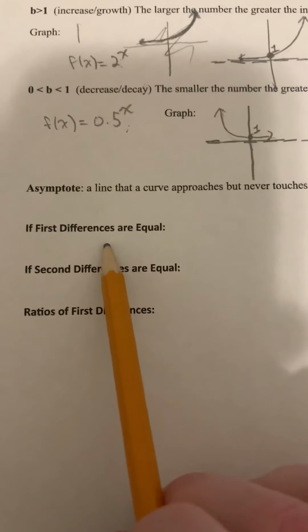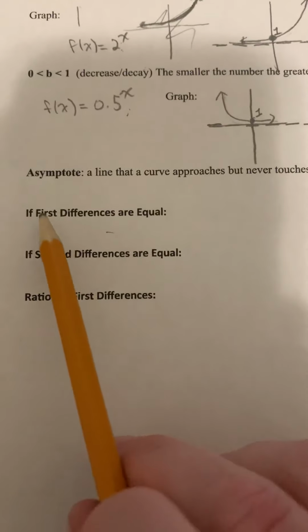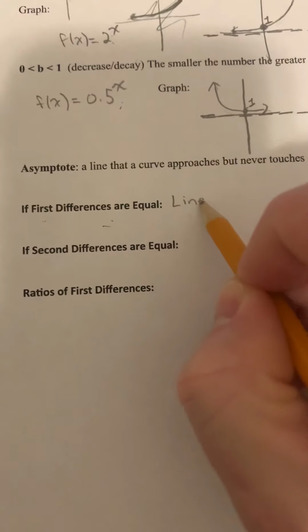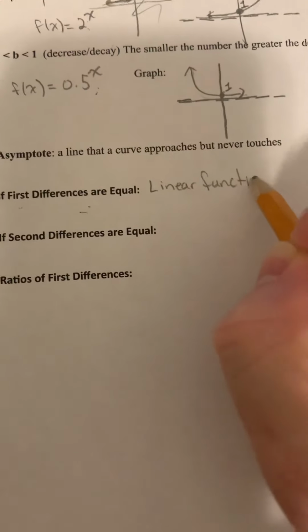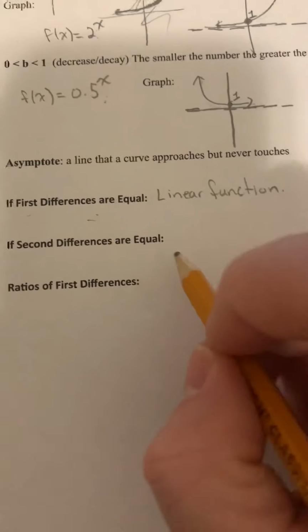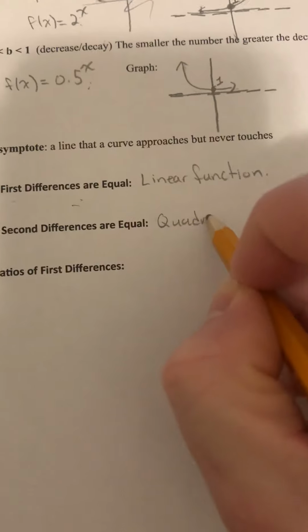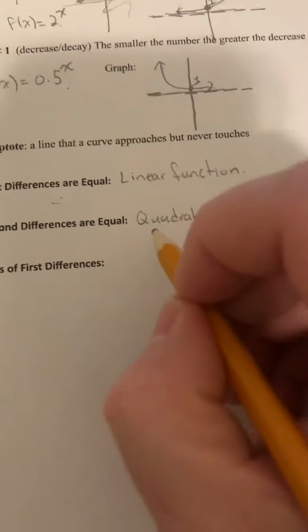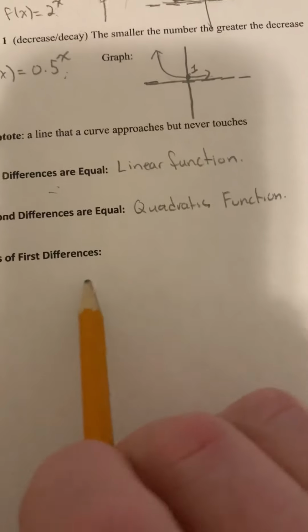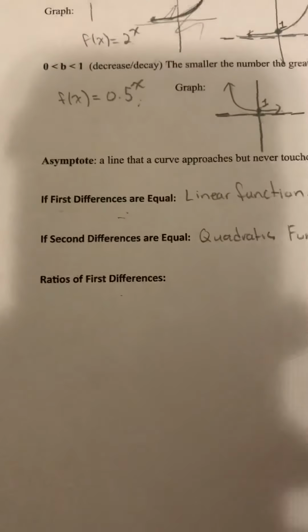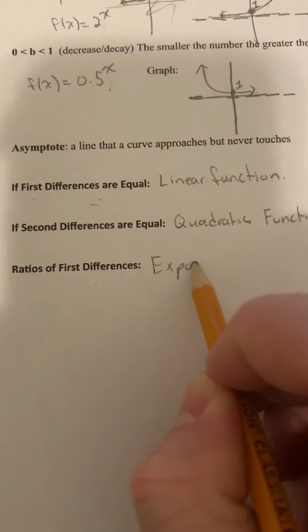Just a recall from grade 9, you've learned about first differences. That's when you're subtracting the y values. So in grade 9, when you did first differences, if the first differences are equal, you had a linear function. Then in grade 10, you learned second differences, and if second differences were equal, then you had a quadratic function. And now for exponential, it's the ratios of the first differences. If the ratios of the first differences are equal, and we'll do an example, then it means it's an exponential function.